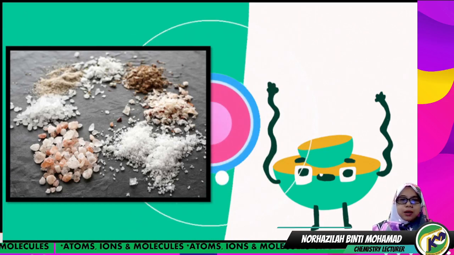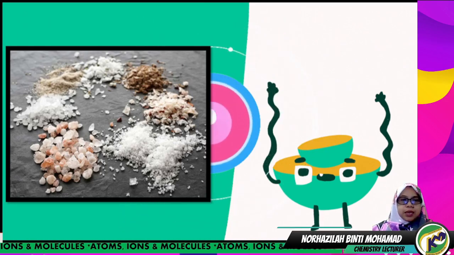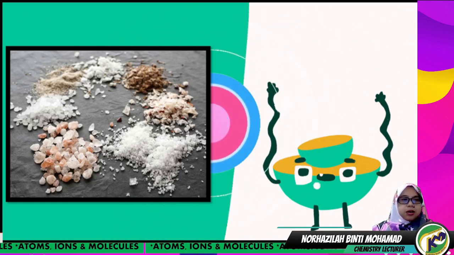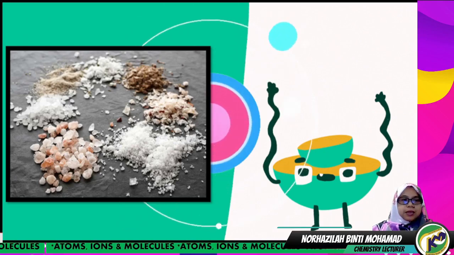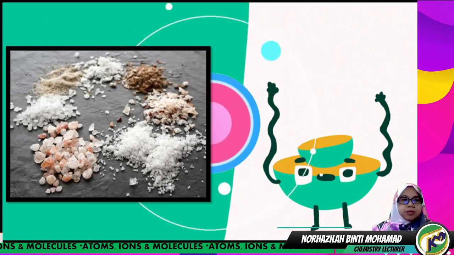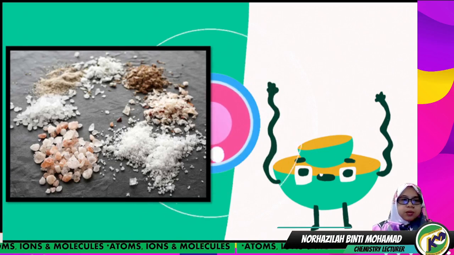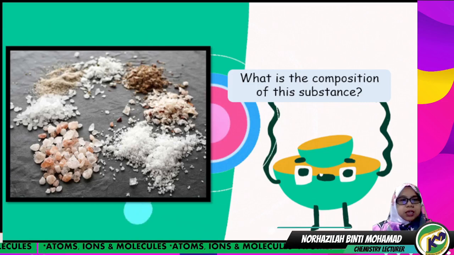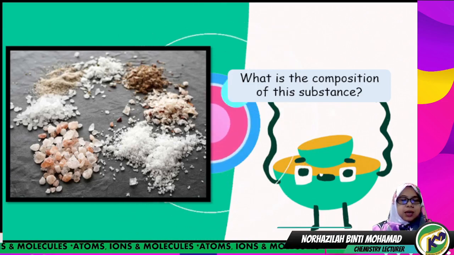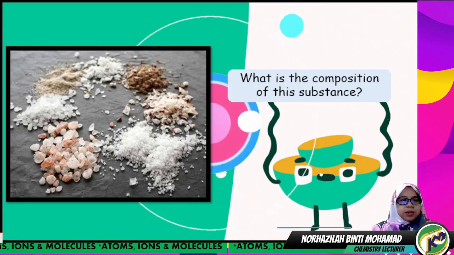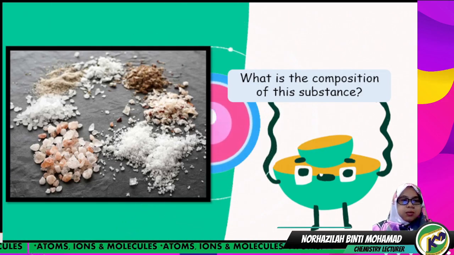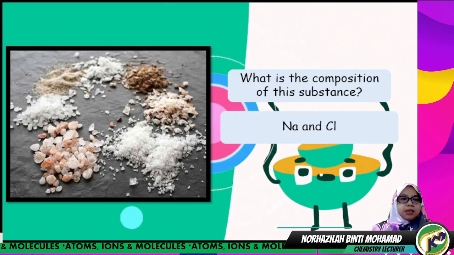So what we want to discuss today. First, look at this picture. This is the picture of salt. Okay, this is the picture of table salt. So the first question that comes to our mind is, what is the composition of this substance? Because we know that this is table salt, the composition of this substance is sodium and chlorine.